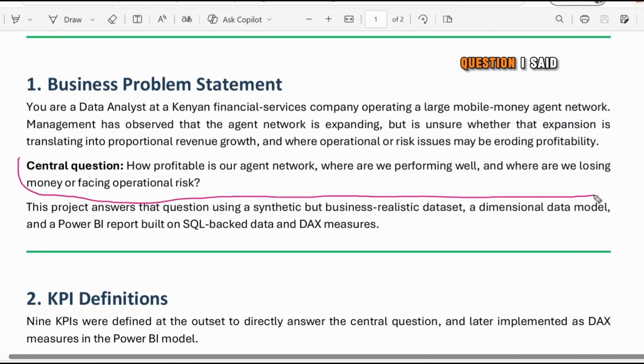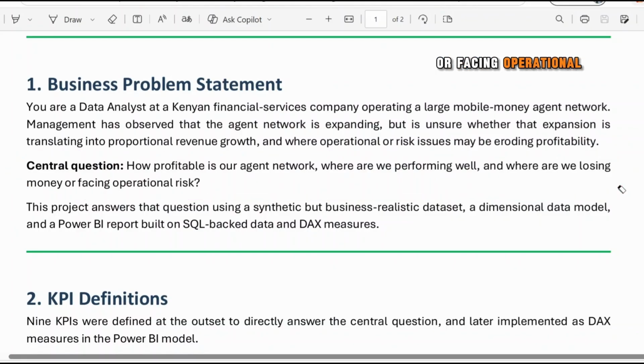So the business question I set out to answer was this: how profitable is the agent network? Where is it performing well? And where is it losing money or facing operational risk?